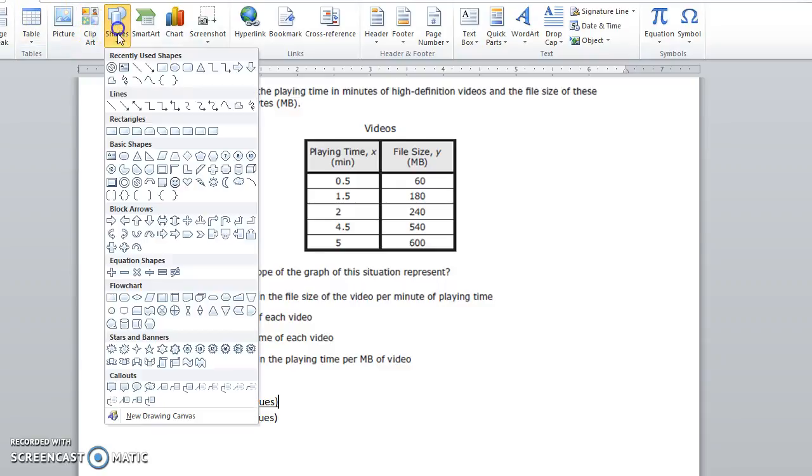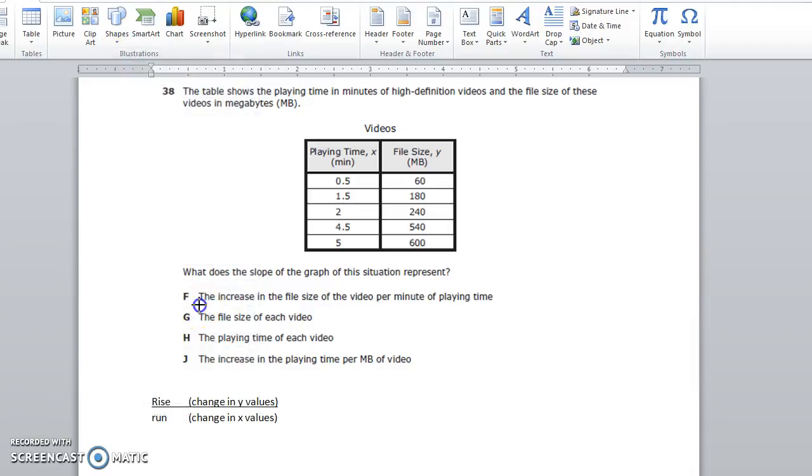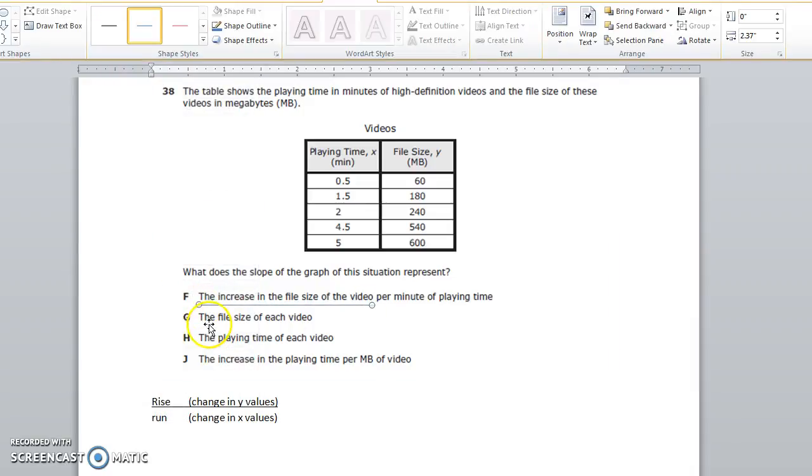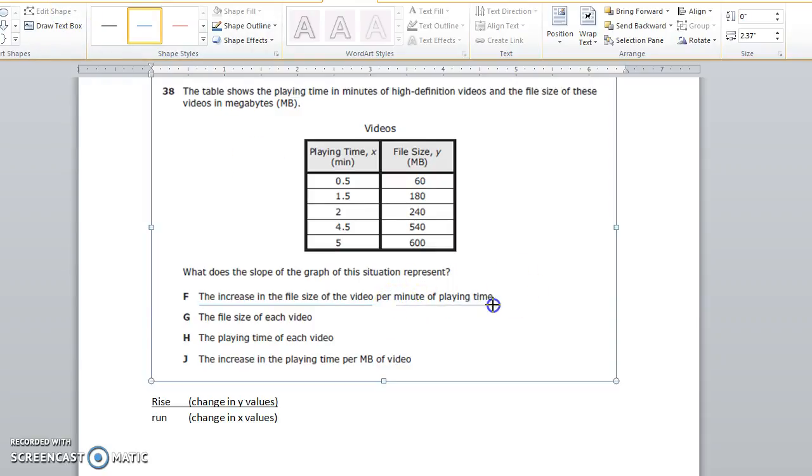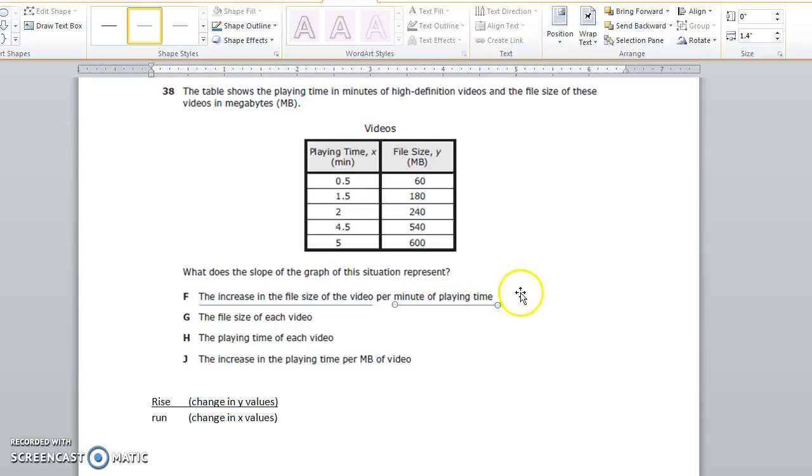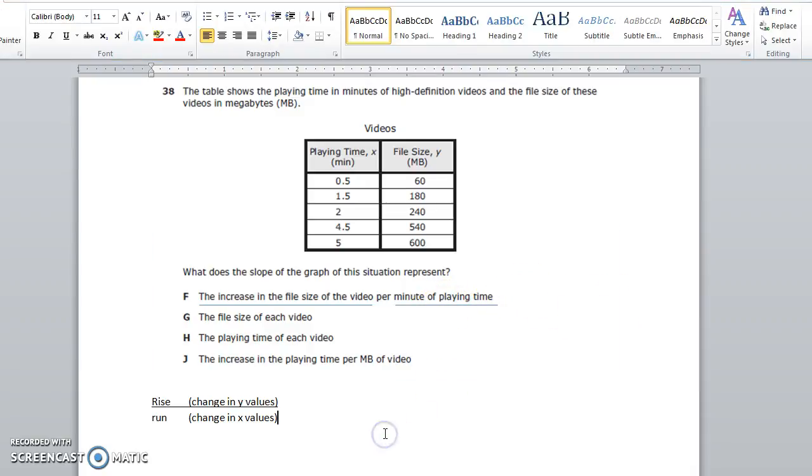All of the answer choices just mean, let me show you. All of this right here, the increase in the file size of the video, that just means Y. It's your file size. So Y per minute of playing time, that just means X. So this answer choice right here, answer choice F, is saying Y per X, which just means the change in the Y values divided by the change in the X values. That looks like it's going to be the right answer, but let's check G, H, and J.